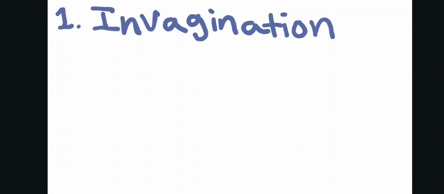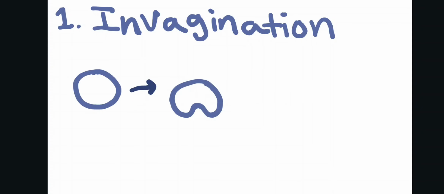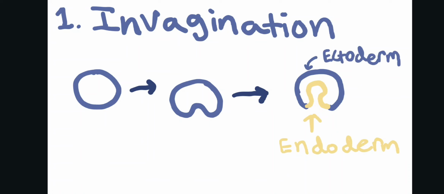To represent this visually, I'm going to start off with a little blastula with no differentiated germ layers. And so this motion is kind of like the forming of a pocket that is formed by poking inwards. You can think of this motion kind of like poking your finger into a balloon. And this motion will continue to form a larger pocket. And in this case, we are going to be using the example of sea urchin gastrulation, and so here this invagination leads to the differentiation of the endoderm and the ectoderm.